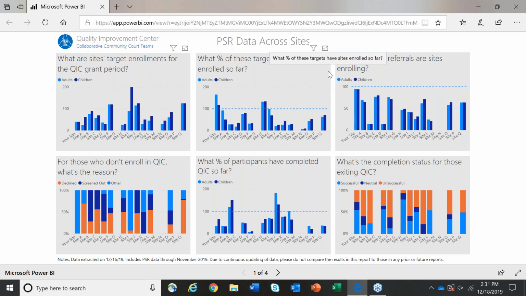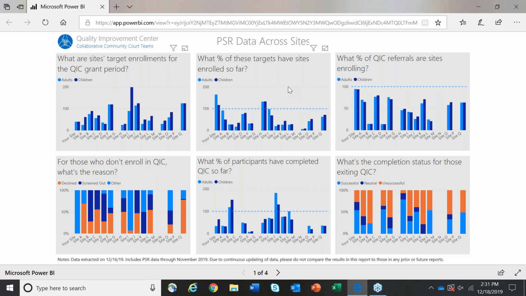This next graphic shows the percent of your target that you enrolled to date. What you can see here is that the example site has actually already enrolled more adults and more children than they set for their target. And there's one other site that's done so, and then other sites are getting pretty close. What you want to keep in mind here is that the target is for the full grant period. So this isn't a situation where we would expect to see everybody at 100% at this point. And also, programs did get started at different times.